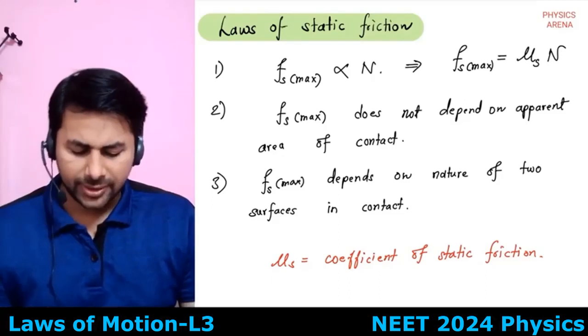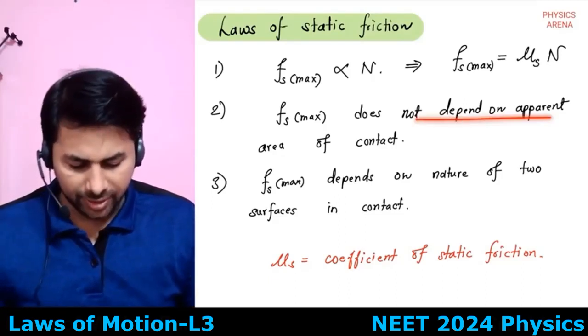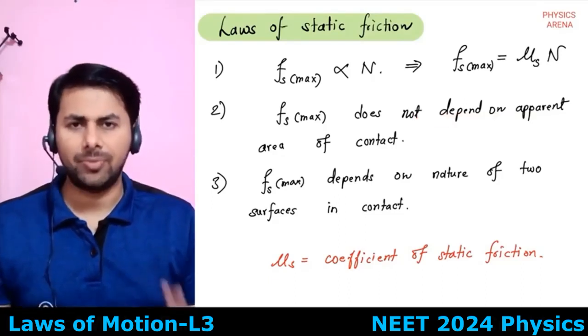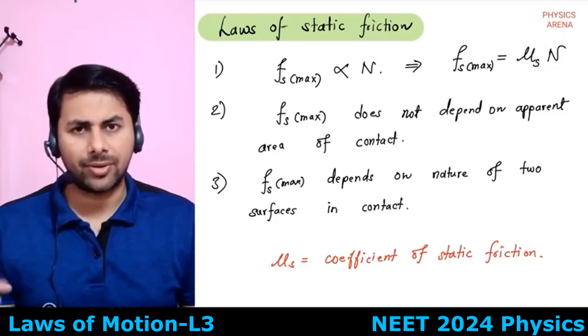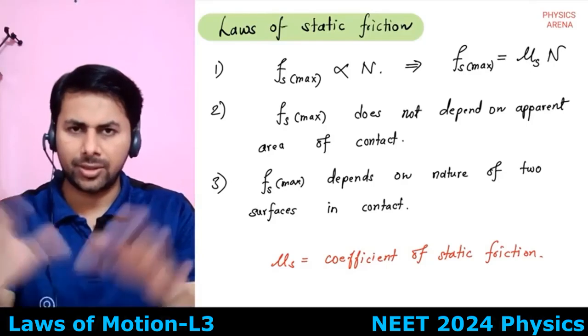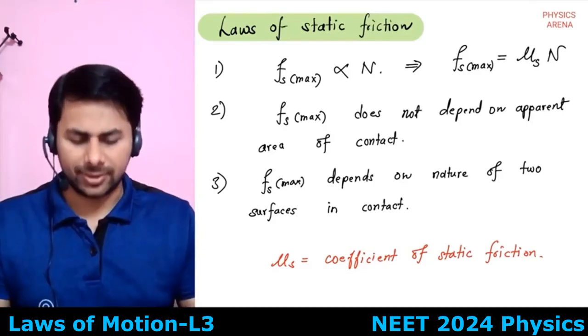Then the second law is that Fs max does not depend on the apparent area of contact. So it depends on normal reaction. That means it will depend on weight, if you keep a body on a horizontal surface.